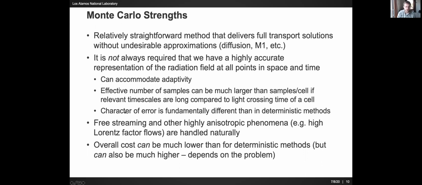And I'm not going to be able to go through all these reasons, but we can come back in the questions if you're interested in these. Free streaming, it gets for free and basically perfectly. And then overall costs can be much lower than for deterministic methods. But again, it depends a lot on your problem because there's issues with high optical depths and so on.